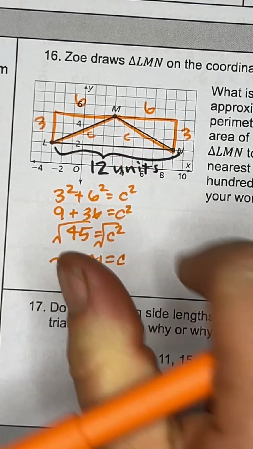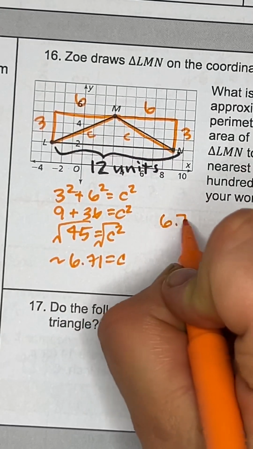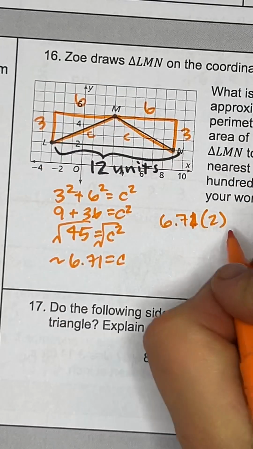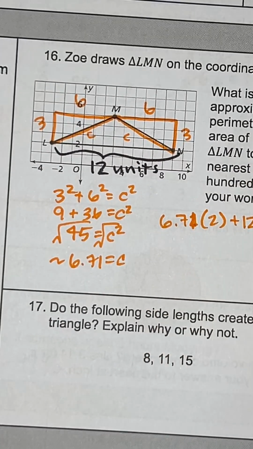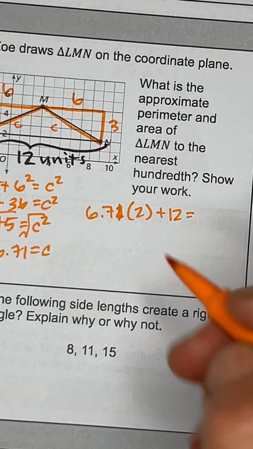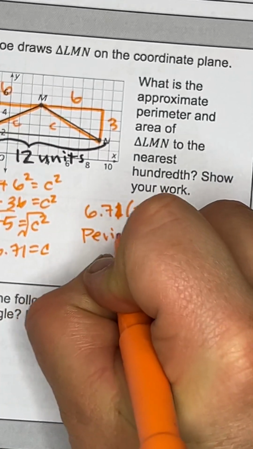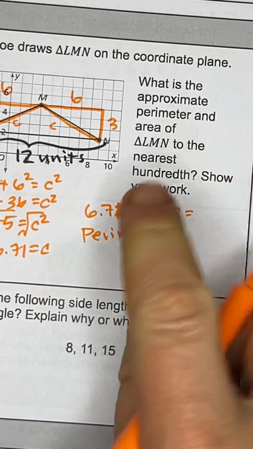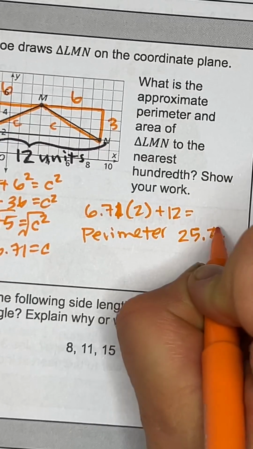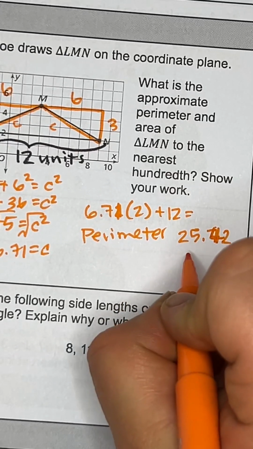We have 2 of those. Both of them are the same. So we're going to say 6.71 times 2, because we have 2 of them, plus 12 is going to be our perimeter. Let's put this on the screen. So our perimeter is all of that added up, which is 25.42 units.